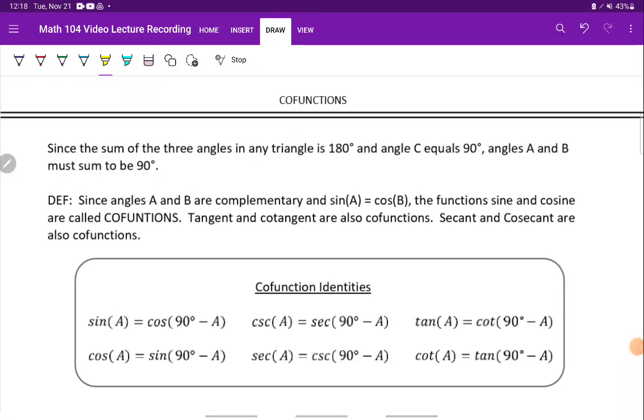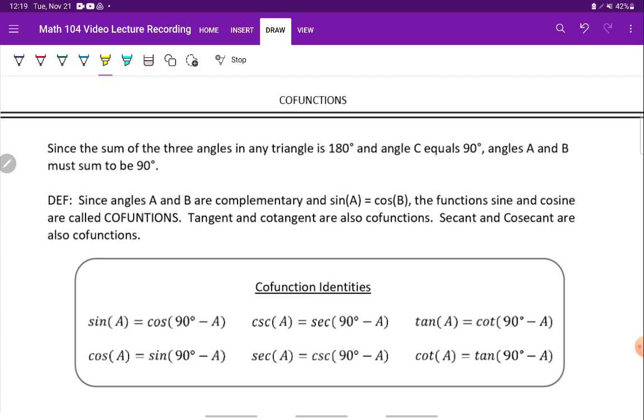This video discusses cofunctions. Since the sum of the three angles in any triangle is 180 degrees, and angle C is always a right angle equaling 90 degrees, angles A and B must add together to be 90 degrees. Well, since angles A and B are complementary, and we've previously seen that sine of A is equal to cosine of B, the functions sine and cosine are called cofunctions.